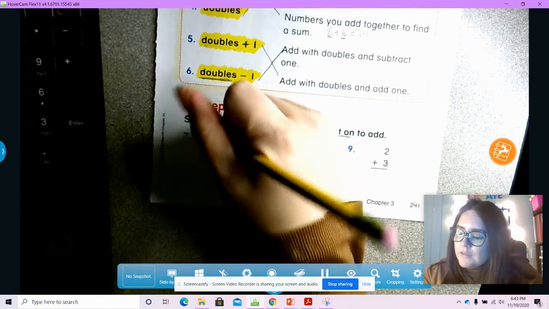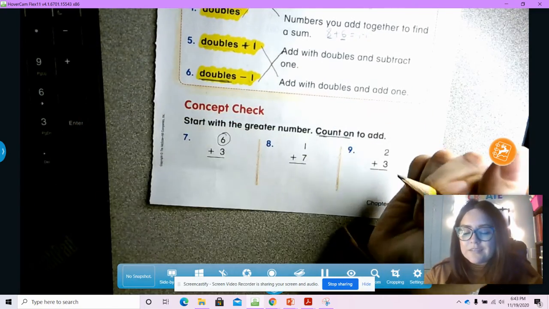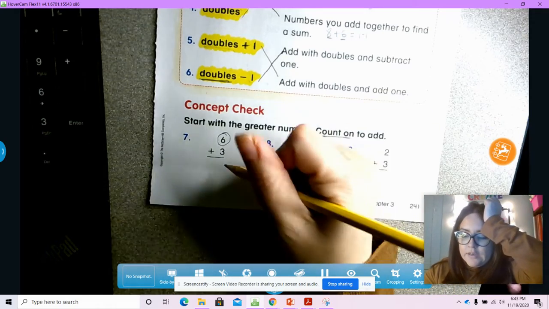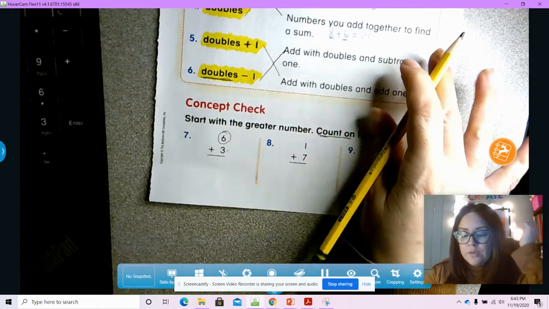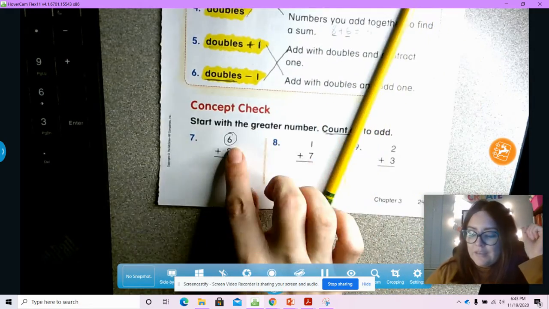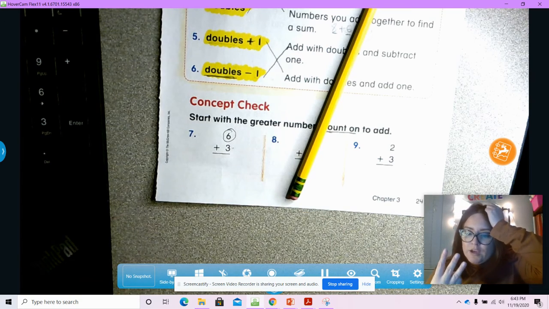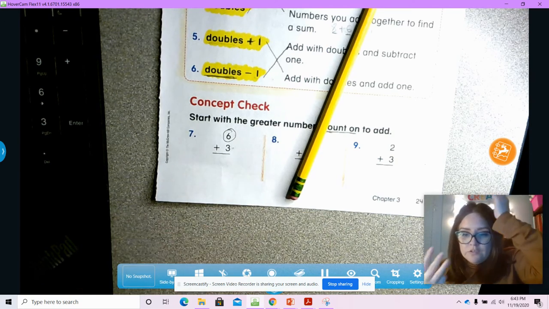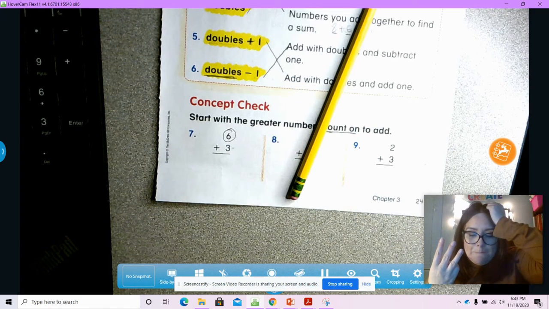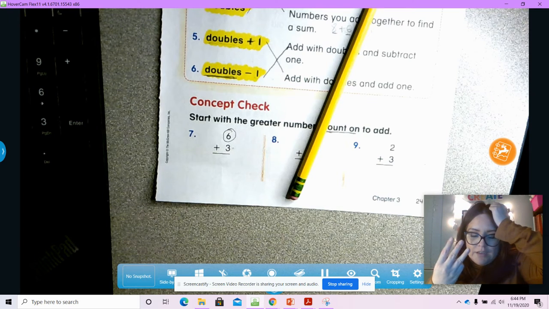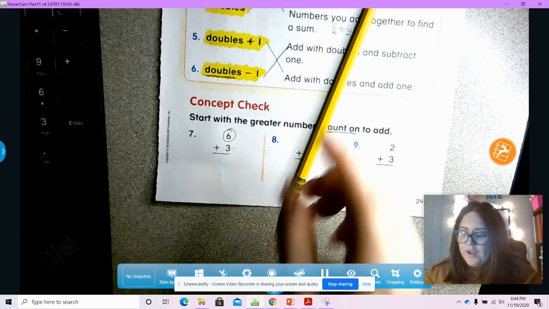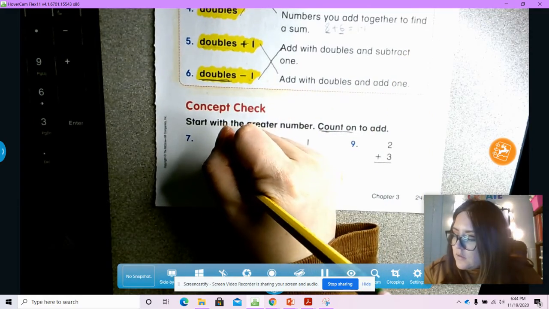So count on means we have to look for the biggest number, 6. We pop that one in our head, and then we're going to count on 3 more. So I'm going to take the big number, the 6, pop it in my head, and then I'm going to count on 3 more. So it's going to be 6, 7, 8, 9. I'm adding 3 more. So I know that 6 plus 3 equals 9.